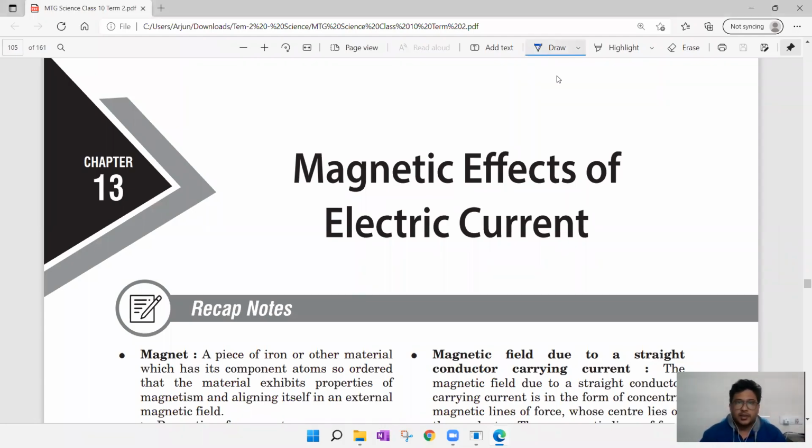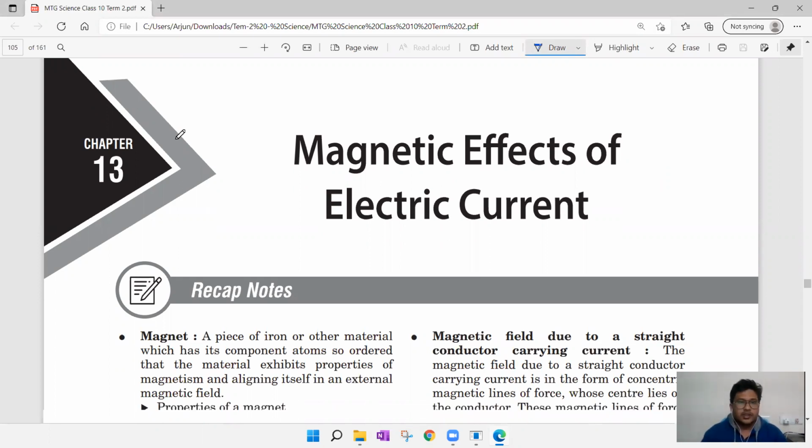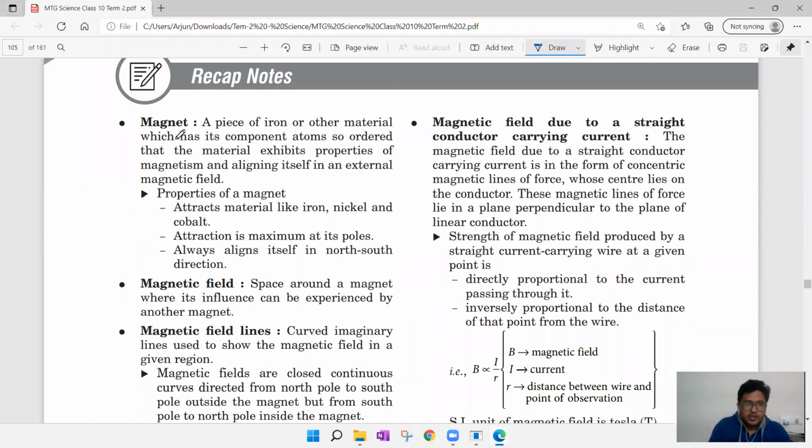So 13th chapter, magnetic effects of electric current, 10th class physics. So we'll see a few topics. First of all, what is meant by magnet? Because this is a chapter you see.